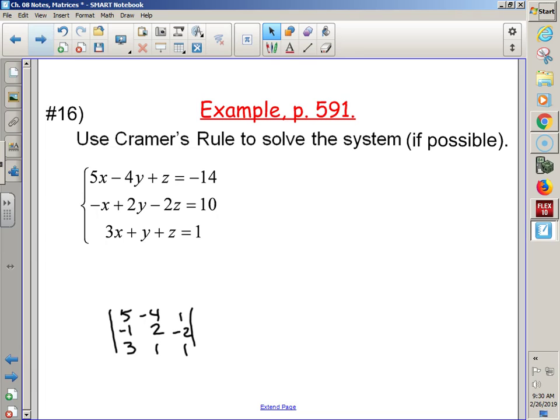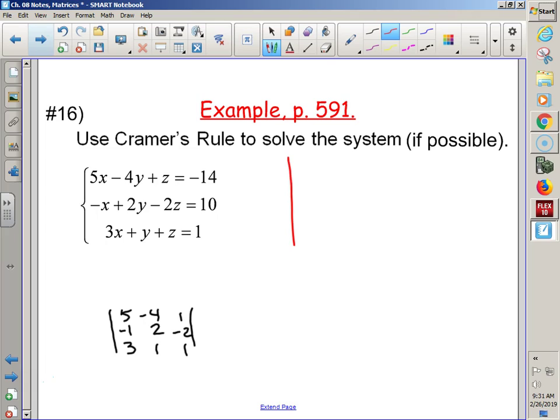A 3 by 3, is it possible? Yes. I'm not going to have you actually solve the 3 by 3 by hand with Cramer's rule. I'm just making sure you understand the process. So can we just write out what you would use to find x and y and z, just to make sure that we're totally solid on the process? What would you use for the denominators of every single one?